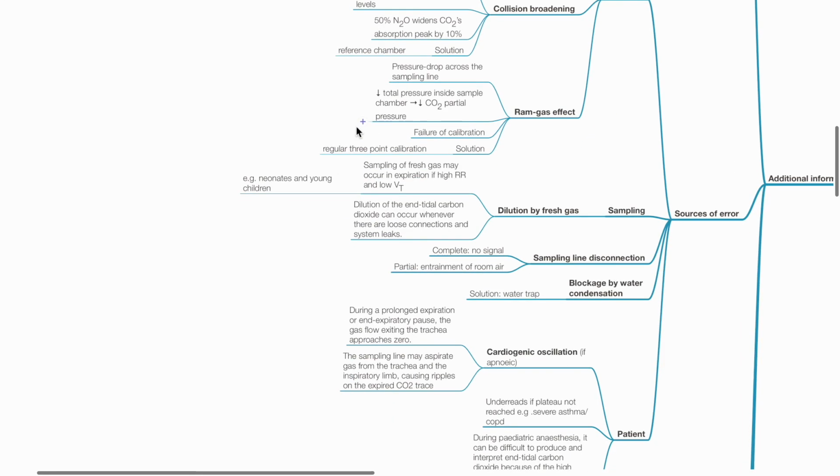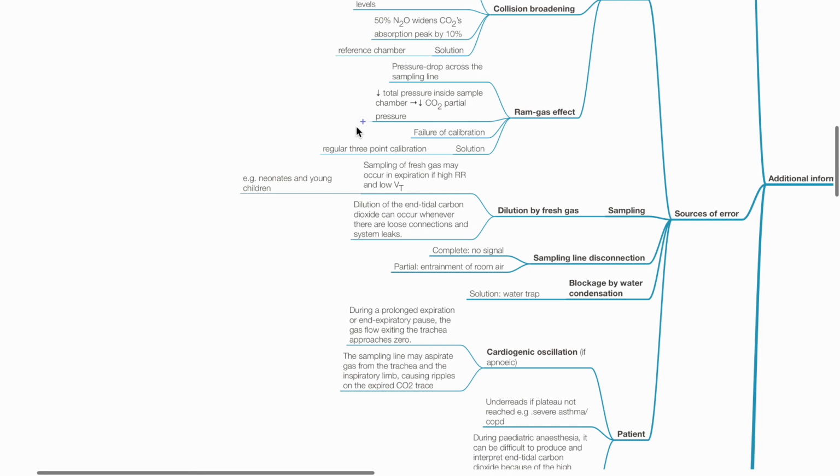Dilution by fresh gas. Sampling of fresh gas may occur in expiration if high respiratory rate and low tidal volume, such as in ventilating neonates and young children. Dilution of the EtCO2 can occur whenever there are loose connections and system leaks.